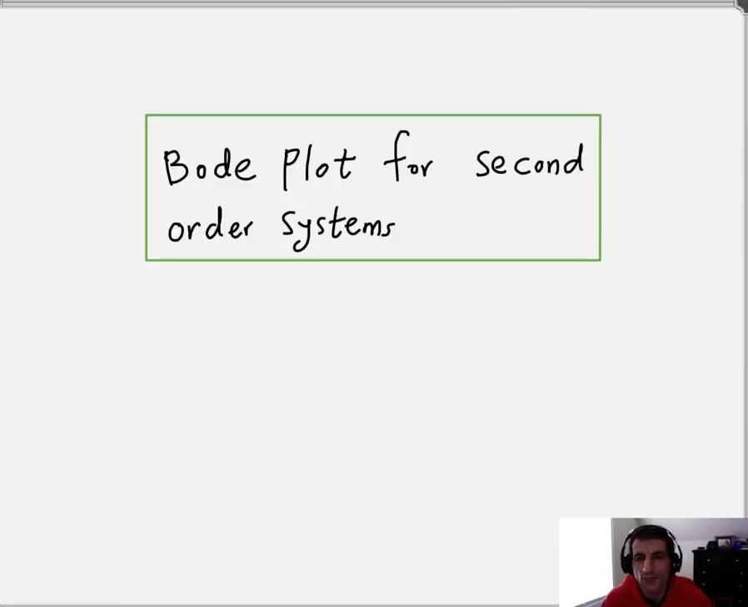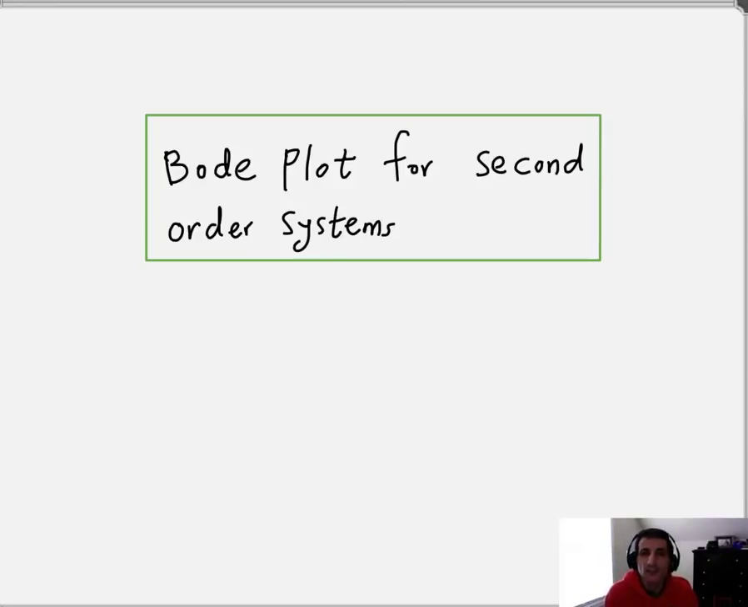Okay, so in the previous lecture I talked about the concept of frequency response, and we also talked about the Bode plot and how to plot a Bode plot or Bode diagram for very simple first order systems, and also transfer functions that are just combinations of a bunch of first order transfer functions, or rather first order polynomials.